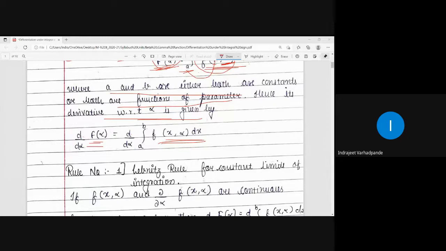Now depending on this there are two different rules. Now what are those two different rules? Those two different rules are depending on the nature of constants or parameters. That is, we define the particular limit. Now whenever we are differentiating both sides with respect to parameter alpha, this derivative, when it goes inside the integral, becomes partial differentiation or partial derivative.